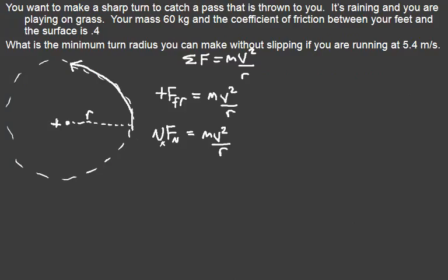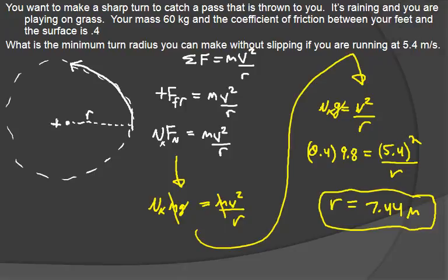All right, so we've got our coefficient times the normal force, and for friction, positive towards the middle. And then normal force is equal and opposite of the force of gravity, and so therefore mass can cancel from both sides. And our radius, the minimum radius is 7.44 for friction.